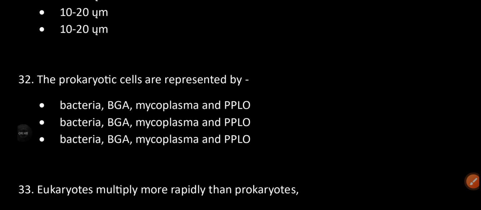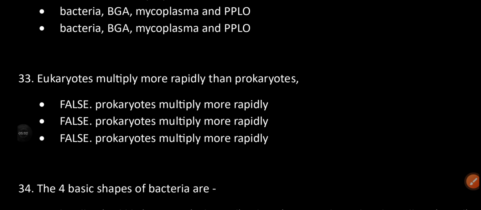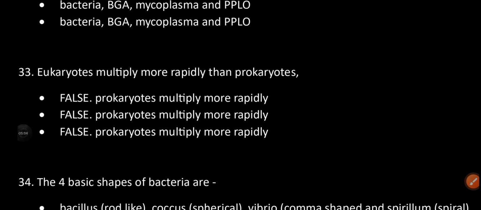The prokaryotic cells are represented by bacteria, blue-green algae, mycoplasma and PPLO. Eukaryotes multiply more rapidly than prokaryotes. False. Prokaryotes multiply more rapidly.